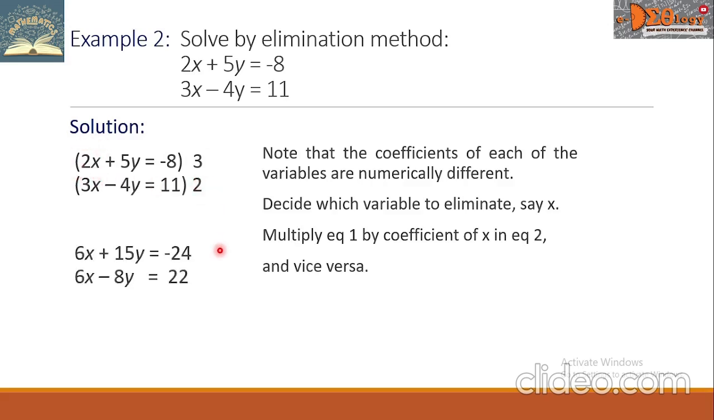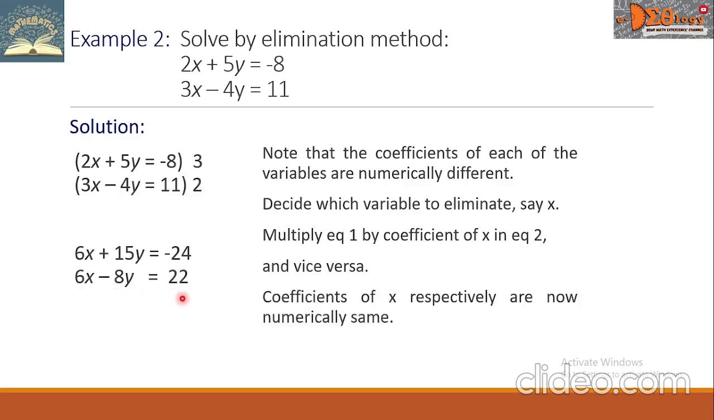It means the first equation we multiply by 3, the second equation we multiply by 2. So the equations become like this. The first equation multiplied by 3 becomes 6x plus 15y equals negative 24. Second equation multiplied by 2, it becomes 6x minus 8y equals 22. Now we see that coefficients of x respectively are now numerically same. Therefore, we will subtract the equations.